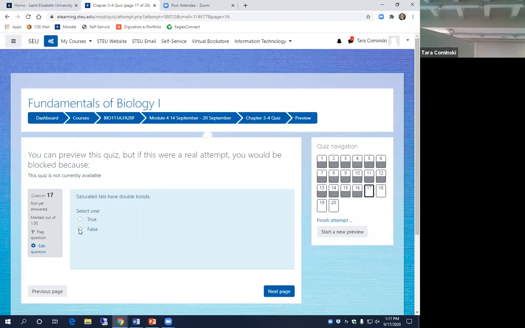Saturated fats have double bonds. False. Okay, which cells have a cell wall? Plant or animal? Plant. Do plant cells have a plasma membrane? They do. They still have a plasma membrane, but then a cell wall around it.